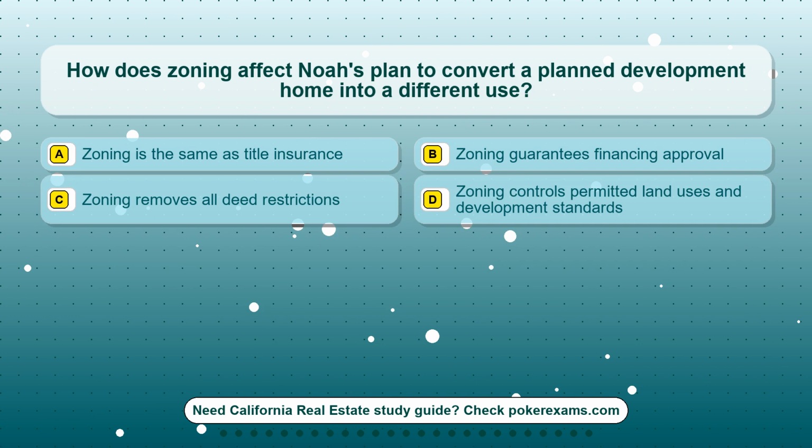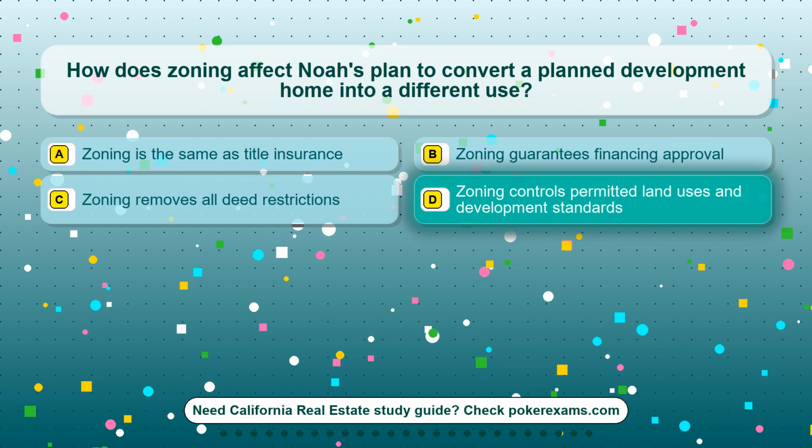Question 15. How does zoning affect Noah's plan to convert a planned development home into a different use? Option A, zoning is the same as title insurance. Option B, zoning guarantees financing approval. Option C, zoning removes all deed restrictions. Option D, zoning controls permitted land uses and development standards.